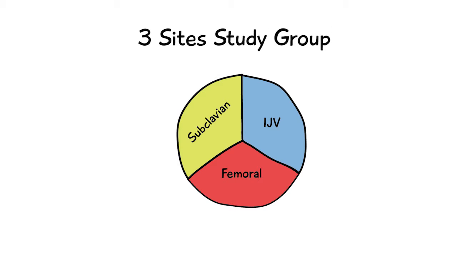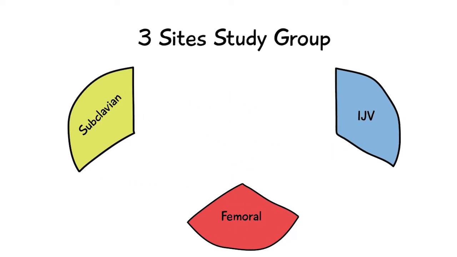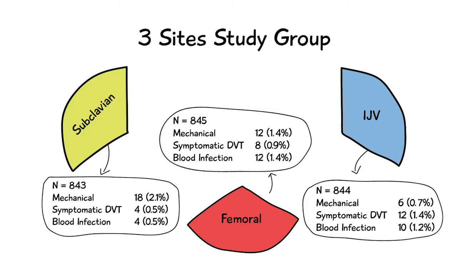In order to identify which of these major vessels was safest to access, the three-site study group conducted a multi-centered, randomized controlled trial which compared central lines placed in the internal jugular veins, femoral veins, and subclavian veins for rates of complications. Results published in the New England Journal of Medicine showed a significantly decreased incidence of symptomatic deep venous thrombosis and bloodstream infections with the use of a subclavian vein site. However, there was an overall increase in mechanical complications, including cannulation of the subclavian artery, pneumothorax, and chylothorax in this group. Notably, the use of ultrasound guidance was optional in this cohort.